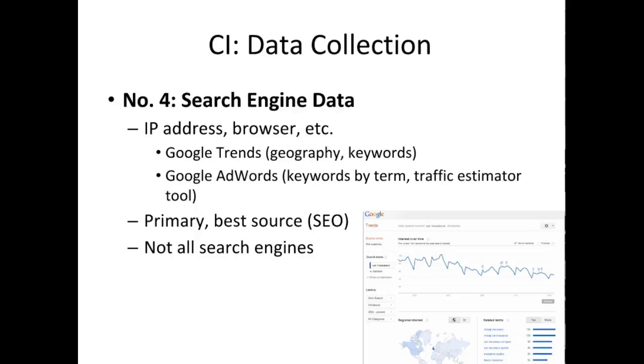Okay? So the number four way to do this is something called search engine data. This uses your IP address, the browser, etc. You go into Google, you search in Google, Google takes your information. And how do I know this? Because when you go to Google, even if you're not signed in, and you go back to your search history through Chrome, through their browser, it keeps your search history. Google's keeping your information. They're keeping your search history. Now, they're keeping your IP address as well. It's not necessarily super specific, but it's pretty specific.